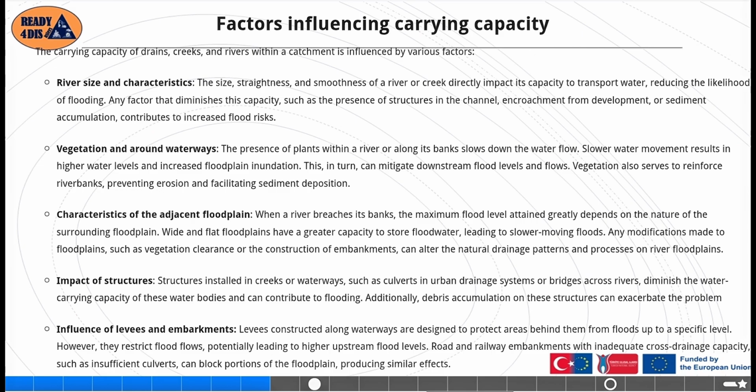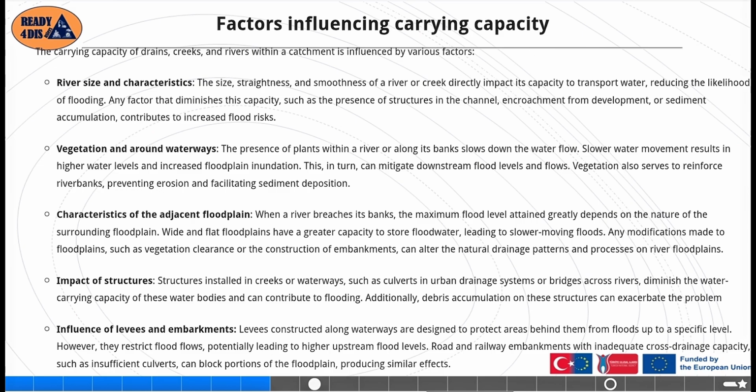Vegetation in and around waterways slows down water movement. This can raise water levels locally, but helps reduce downstream flood impact. It also prevents erosion and supports sediment deposition. The nature of the adjacent floodplain is also important. Wide, flat floodplains can store more floodwater and slow its movement.